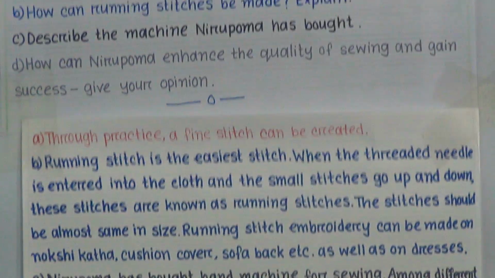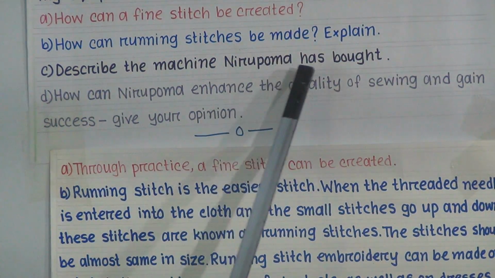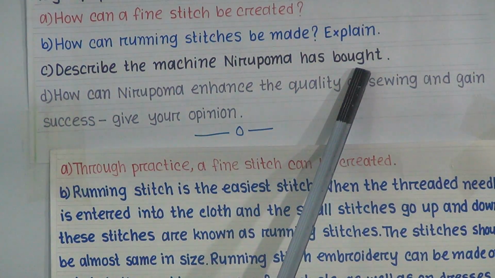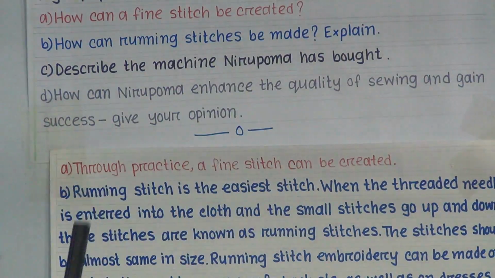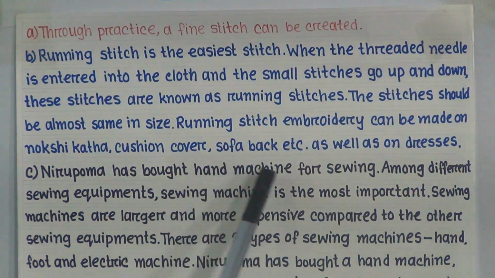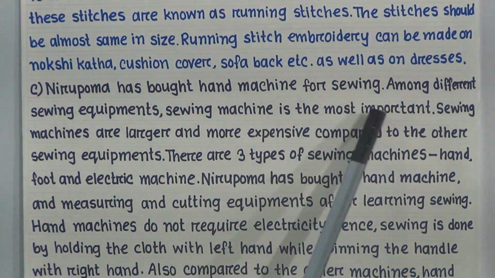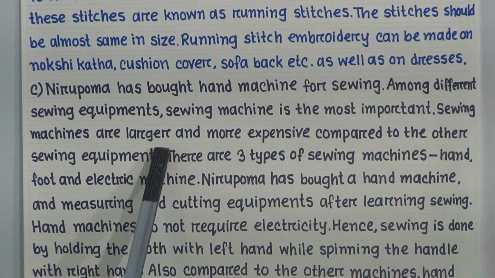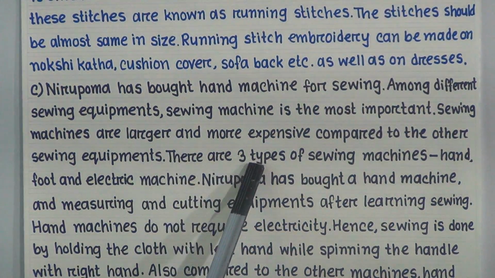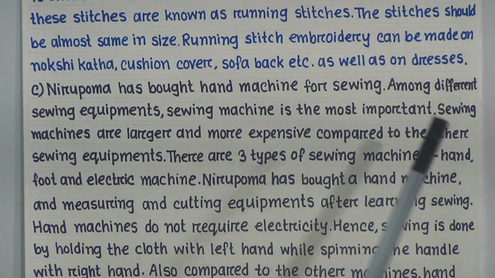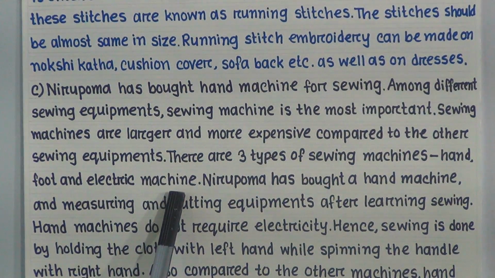Now come to question number C. The question is, describe the machine Nirupama has bought. Nirupama has bought a hand machine for sewing. Among different sewing equipment, the sewing machine is the most important. Sewing machines are larger and more expensive compared to the other sewing equipments. There are three types of sewing machines. First one, hand machine, second one, foot machine, and third one, electric machine.